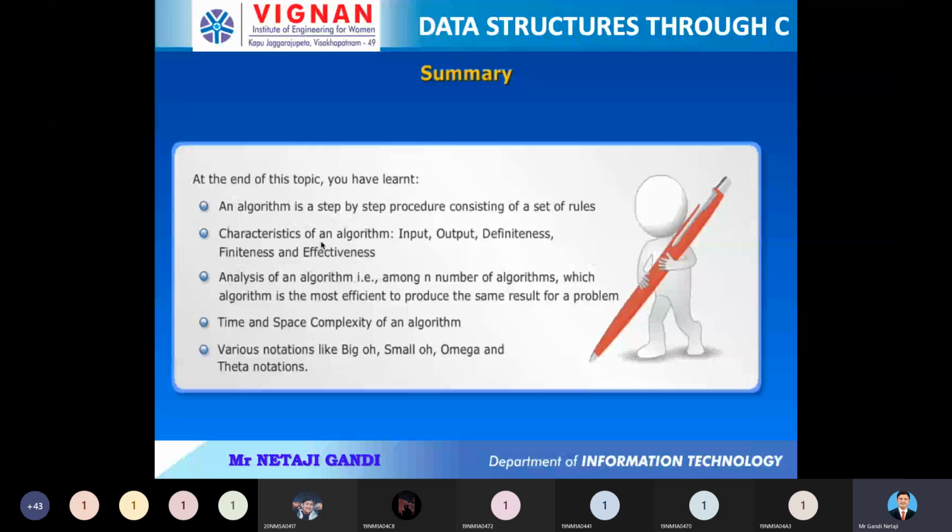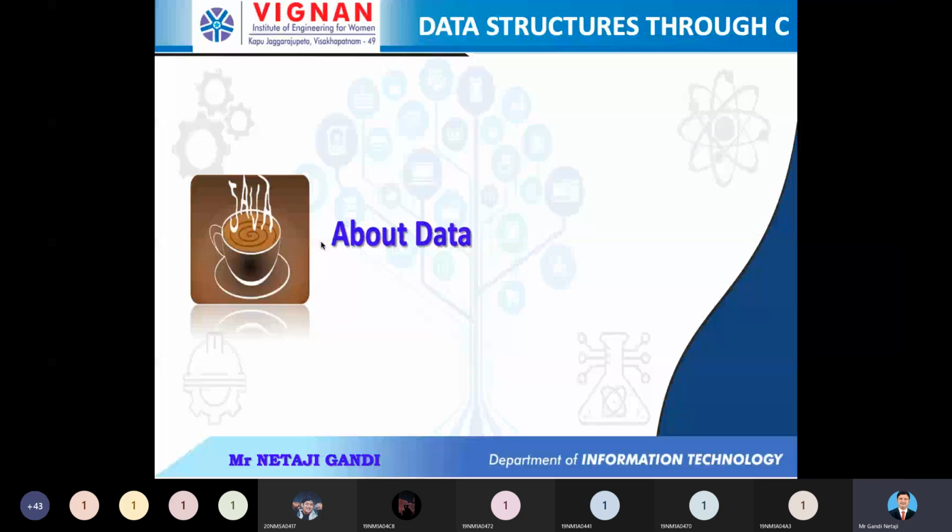Various notations, big O notation, small o notation, omega notation, theta notation, everything can be understood. Now coming to the introduction to data structures. The second topic of today's concept is introduction to data structures. What is meant by a data structure? Why do we introduce data structures?